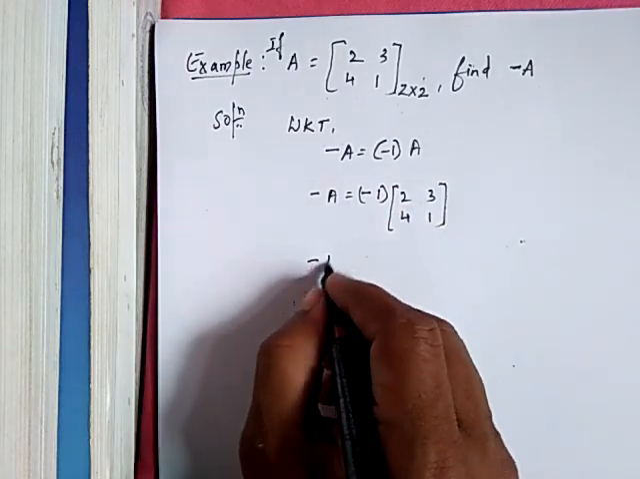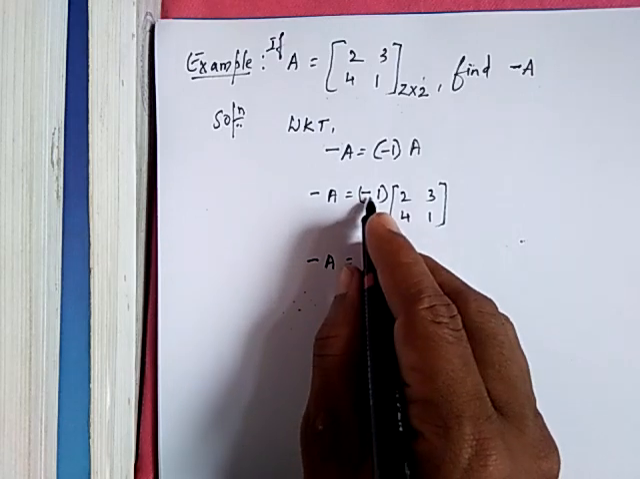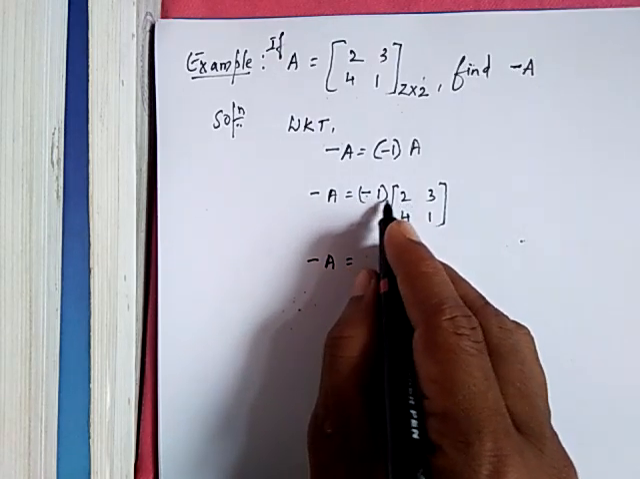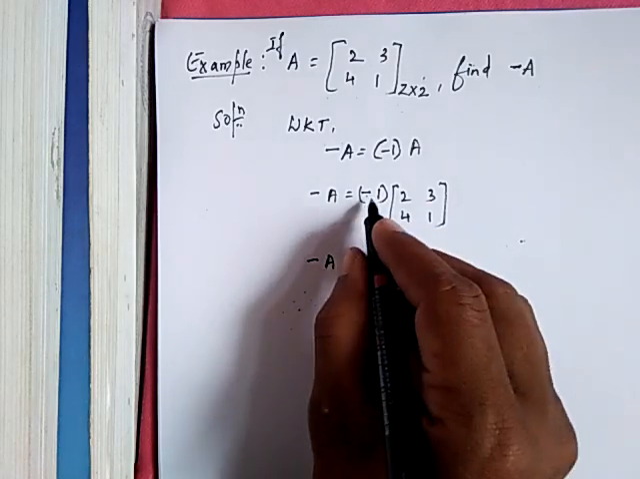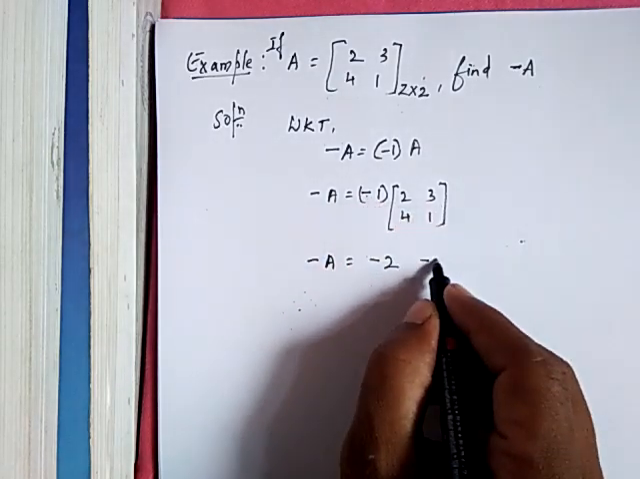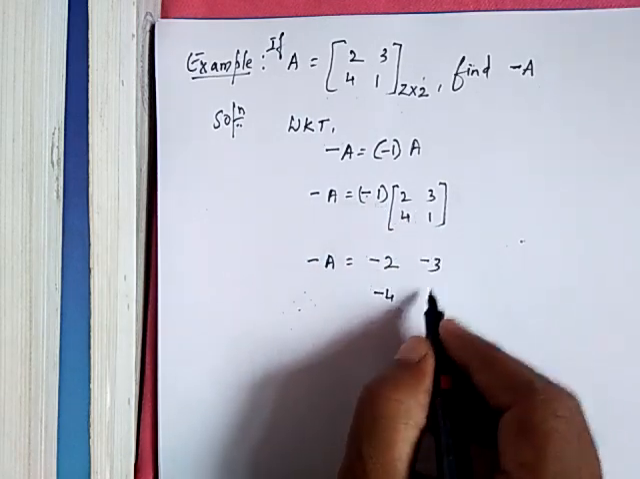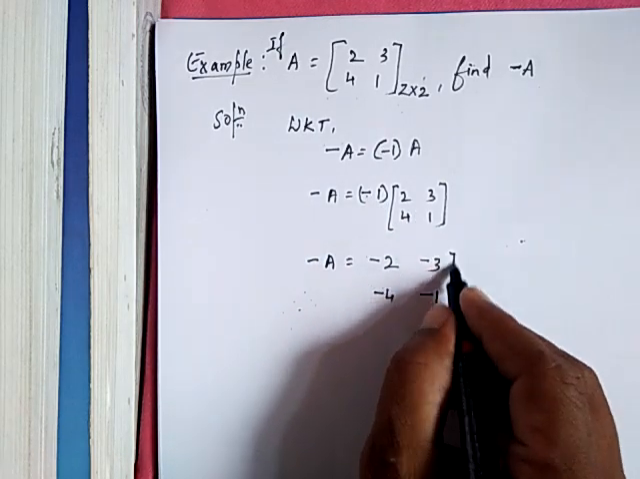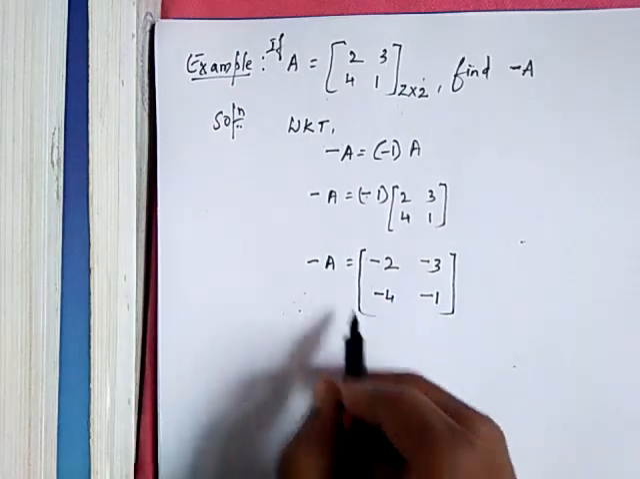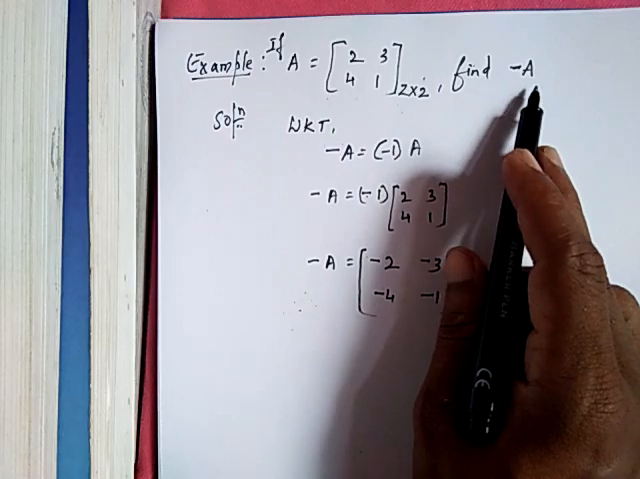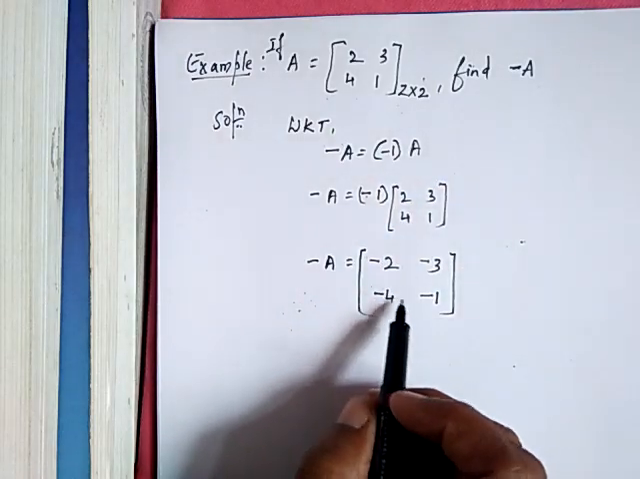So minus A is equal to, you can multiply minus 1 into 2, it is a scalar. Minus 1 into 2 is minus 2, minus 1 into 3 is minus 3, minus 1 into 4 is minus 4, minus 1 into 1 is minus 1. So this is the matrix that is denoted by minus A. We are going to find minus A, so this is your minus A. How did you get this one?